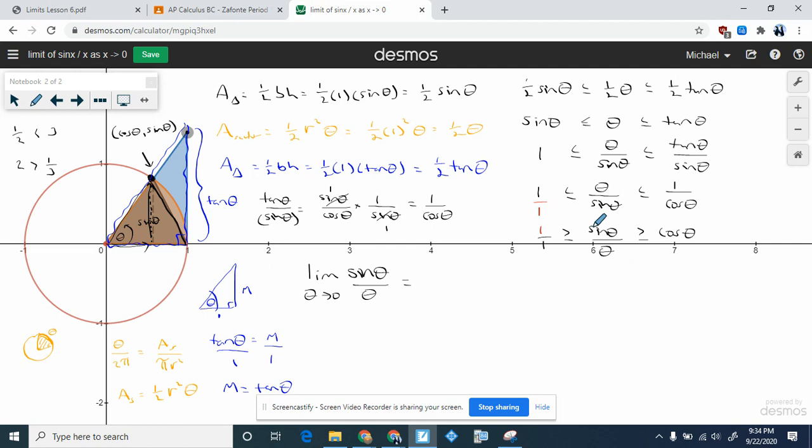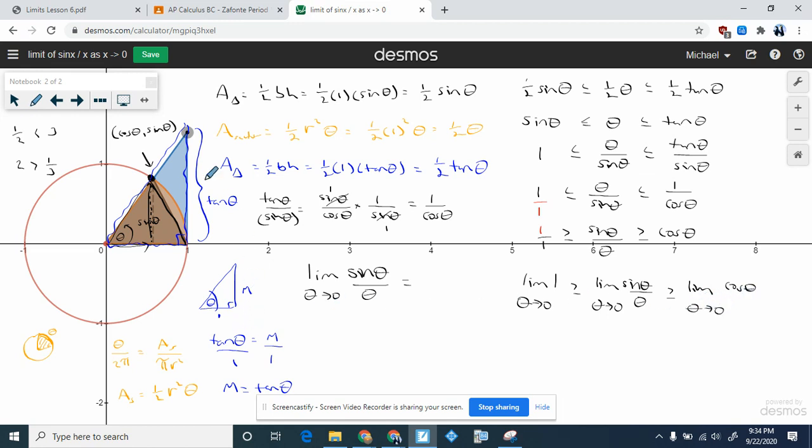So now I have, believe it or not, the function that I want sandwiched in the middle, albeit a crazy way to go about doing it. It is now right here. So now I can take the limit of 1 as theta goes to 0, greater than or equal to the limit of sine theta over theta as theta goes to 0, greater than or equal to the limit of cosine theta as theta goes to 0.